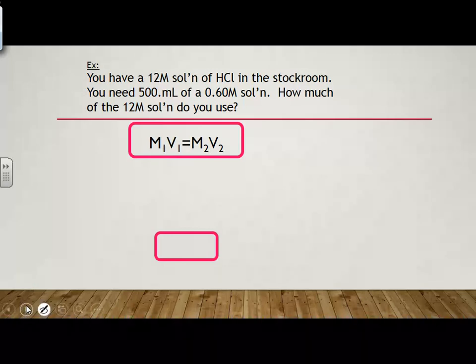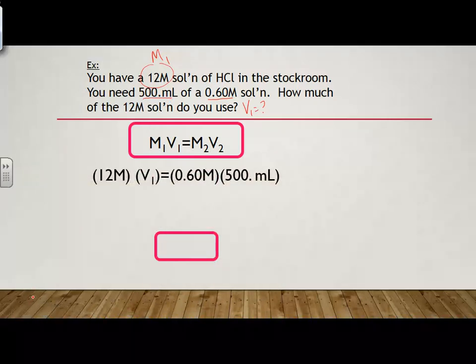All right, so as you identify your givens, 12 molar is the initial, we'll call that M1, and you want to know how much of the 12 molar should you use. So we're actually trying to figure out V1 in this case because you want how much of the 12 molar. The V2 is 500 milliliters, and the concentration you're trying to dilute it to is only 0.6 molar, so those will be your 2's. So substituting into the formula, 12 molar times X equals 0.6 molar times 500.